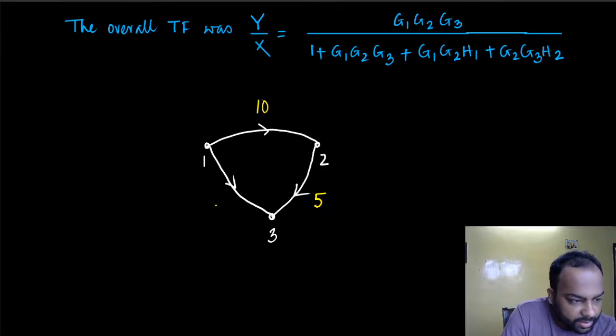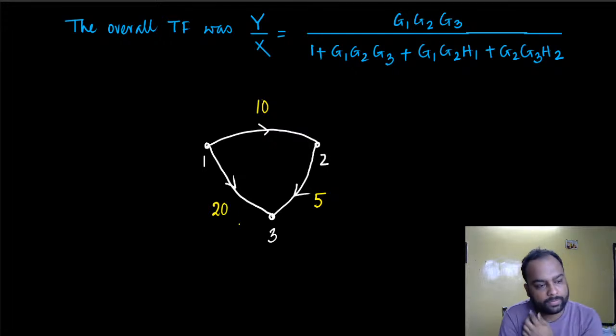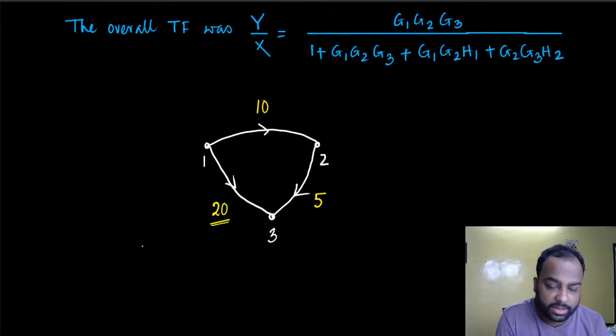And say this is 20. Now of course you can start from city 1 and reach city 3 directly if you pay this much. But if you take the long route and start from city 1 and go through city 2 to city 3, then you are paying less. Now if I ask you, which one of these set of roads are you going to take?